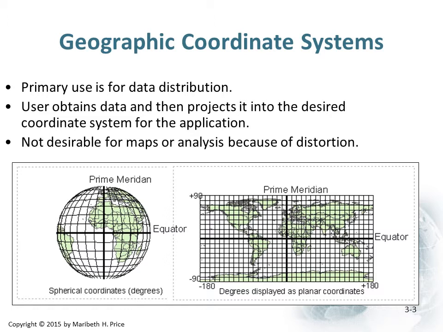The other reason that we don't use GCS, geographic coordinate systems data, for analysis and mapping is because it creates some significant distortions, and that is a problem for a lot of analysis.